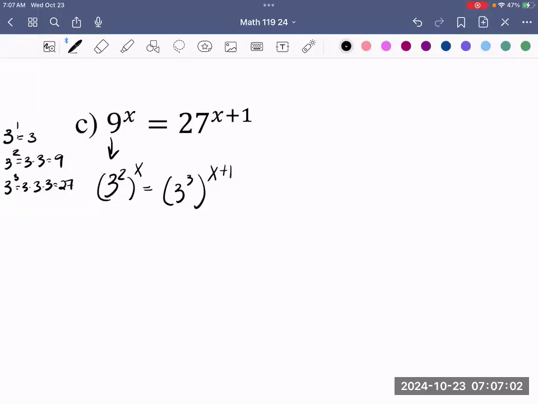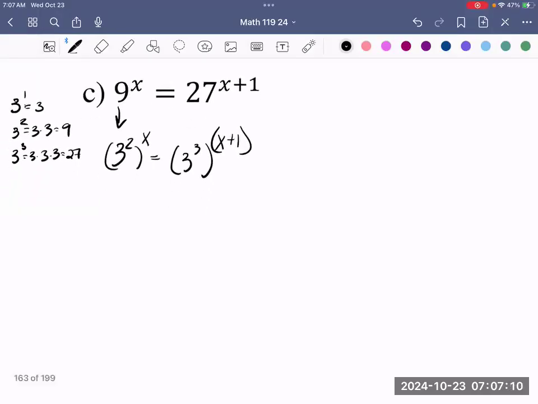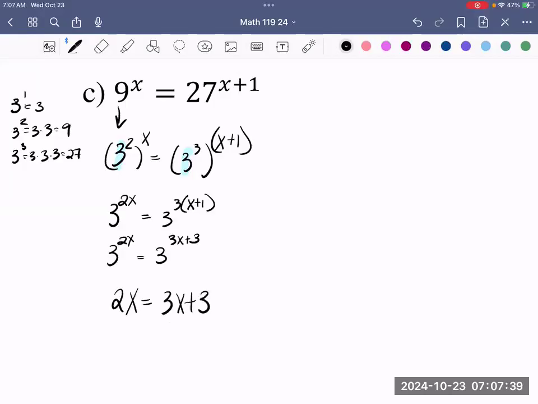Now we have a binomial above, so it's going to act together. So anytime you have a binomial, we want to put it in parentheses. So now let's clean up your exponents now that your bases match. We multiply your exponents. So we have 3 to the 2x is equal to 3 cubed, 3x plus 1. If we wanted to take it a step further, our next logical step, we could distribute 3x plus 3. So now let's go ahead and ignore your bases now that your exponents are nice and clean. 2x is equal to 3x plus 3.